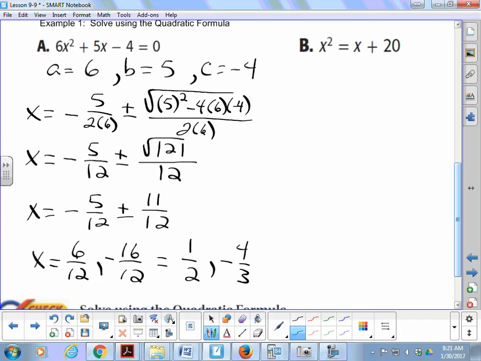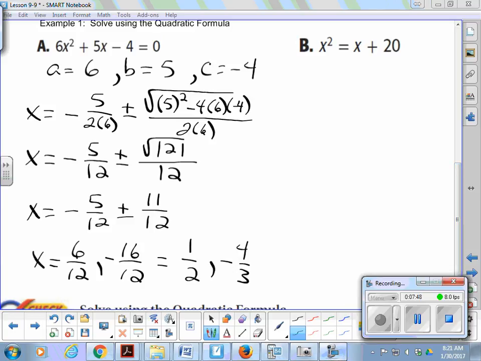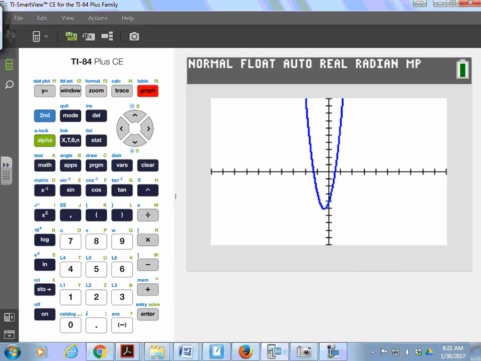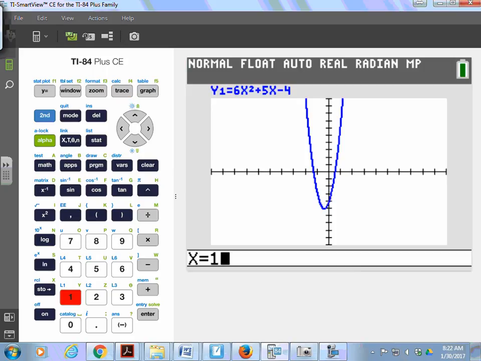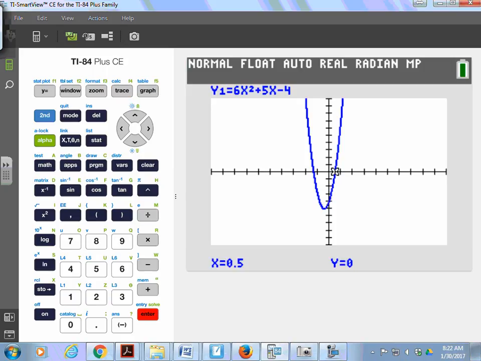All right, so let's go ahead and take your calculator and verify those two answers. Graph 6x squared plus 5x minus 4, and then check to see that these are the two answers you get. Once you graph it, just hit trace, type in 1/2, and it shows me that y equals 0.